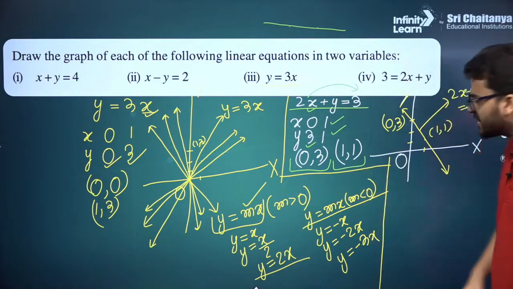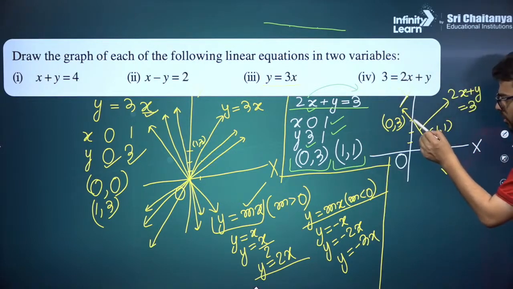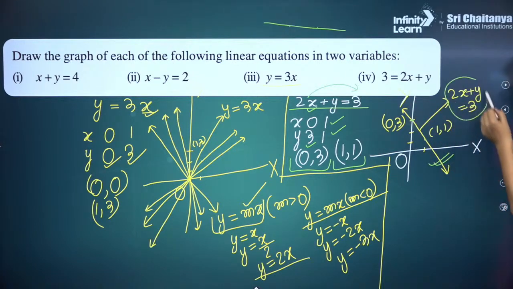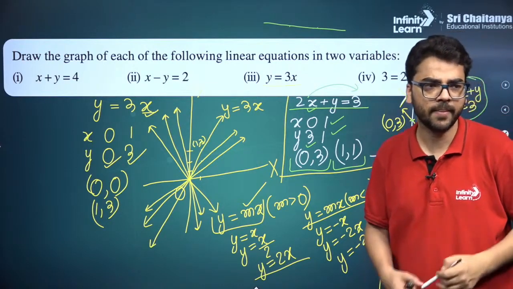Clear hai sweetie? Bas in dono points ko plot kar do. So if you plot them and join the points, you'll get the graph. This is the graph over here. And don't forget to write the equation. It is just a convention to do that. I hope it is clear, sweetie.